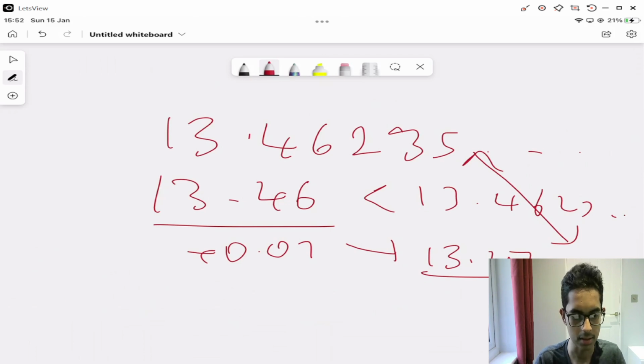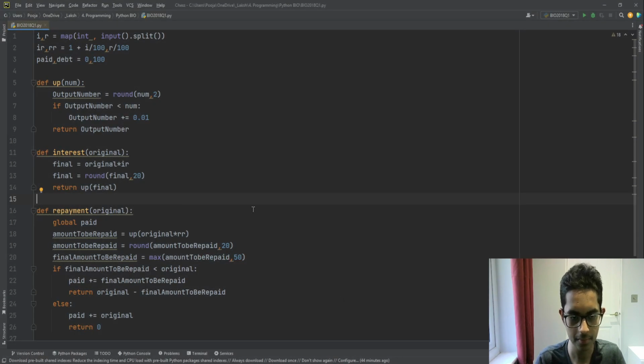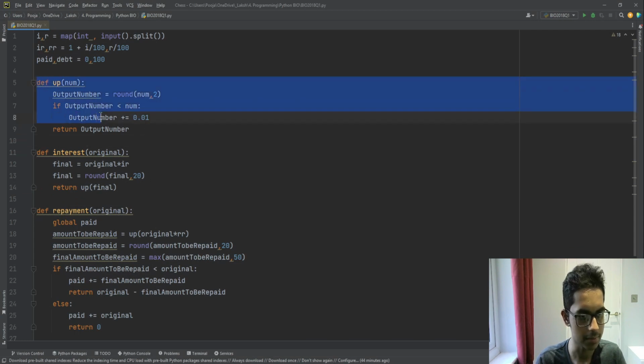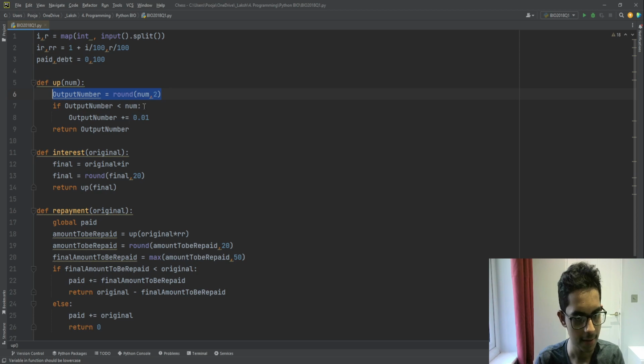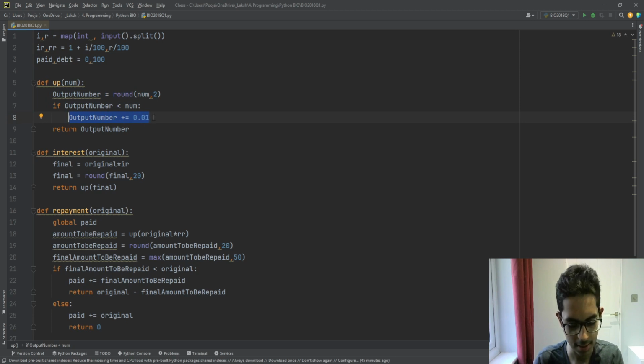Now let's have a quick look at the program. We now have this round up function. This says what I was explaining on the whiteboard. We round it to 2 decimal places. If the number is greater than the original, then we add 0.01, sorry. So exactly as I was saying, if the number is greater, then we add 1.